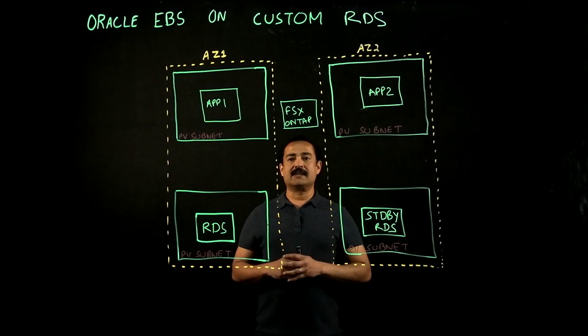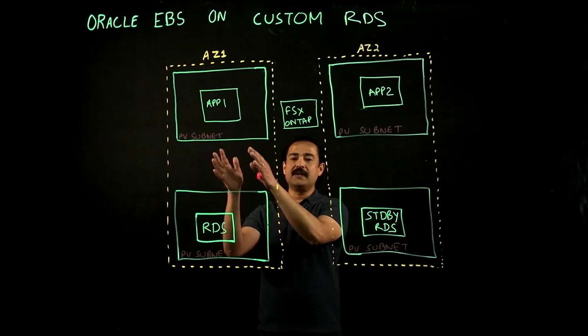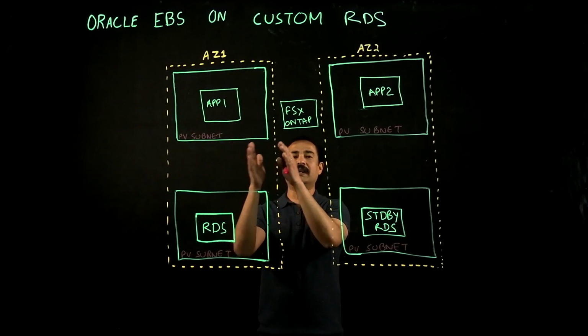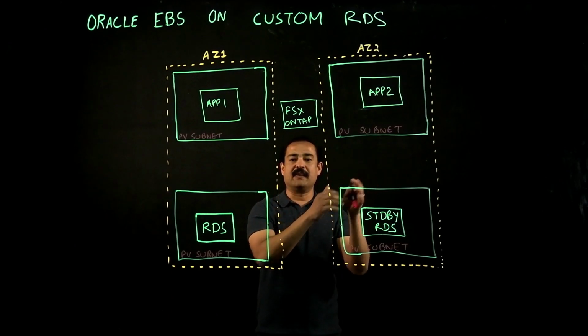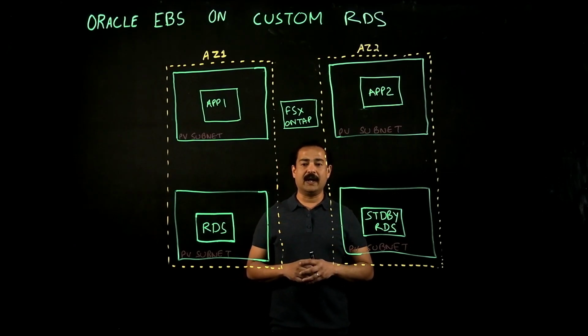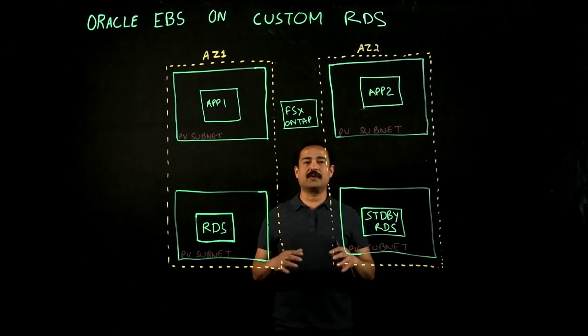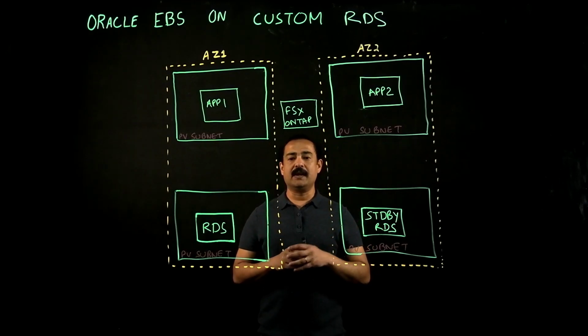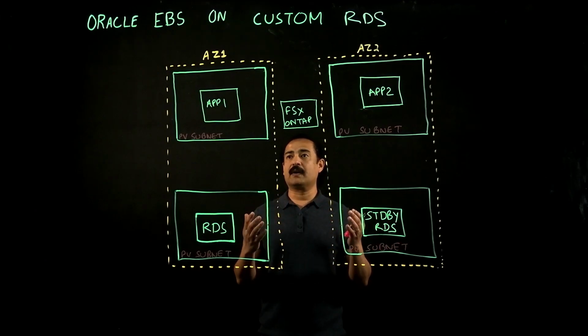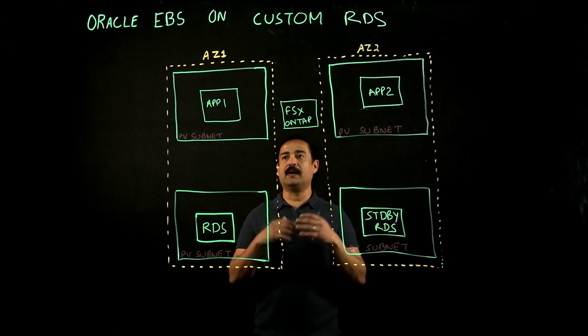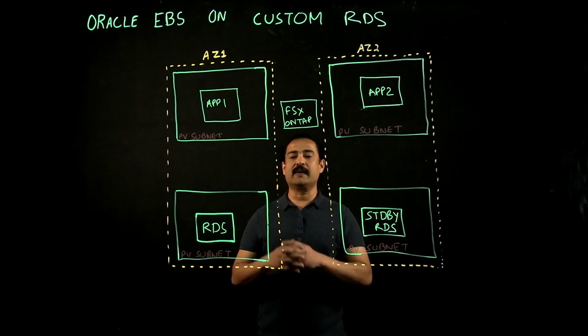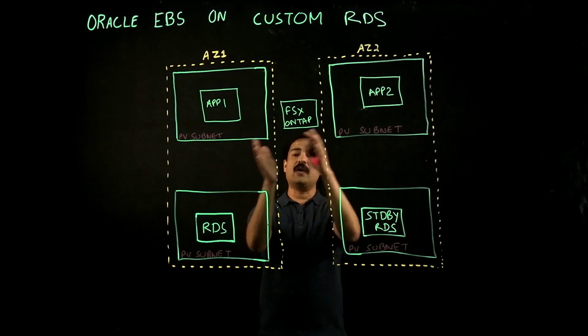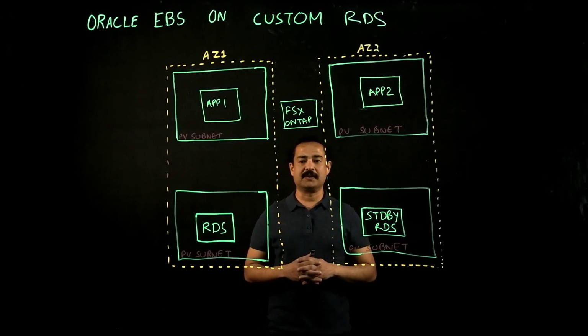The EBS application has the application tier, which hosts the forms, WebLogic, and the Apache server, depending on what version of EBS you have, and the database tier hosts the Oracle database. Let's start with the application tier. Depending on your number of concurrent users and how big your deployment is, you can have one application tier or multiple application tiers.